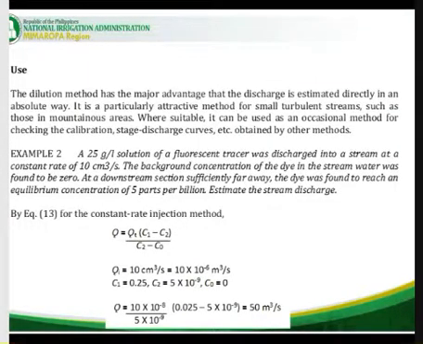Example 2. A 25 gram per liter solution of a fluorescent tracer was discharged into a stream at a constant rate of 10 cubic centimeter per second. The background concentration of the dye in the stream water was found to be zero. At a downstream section sufficiently far away, the dye was found to reach an equilibrium concentration of 5 parts per billion. Estimate the stream discharge.